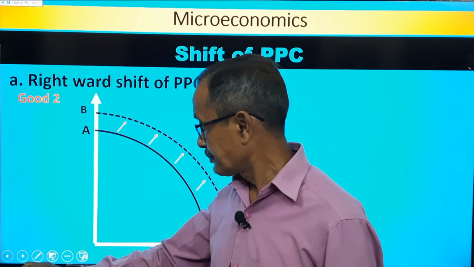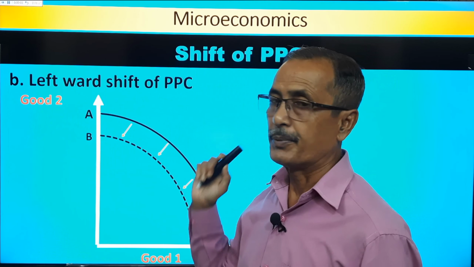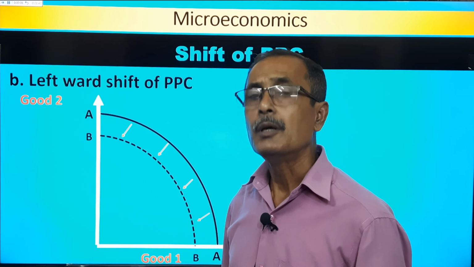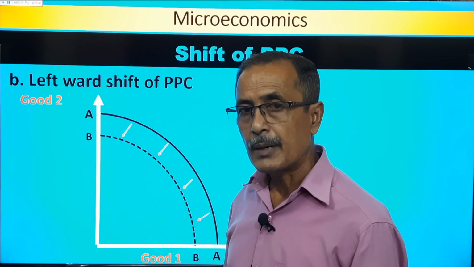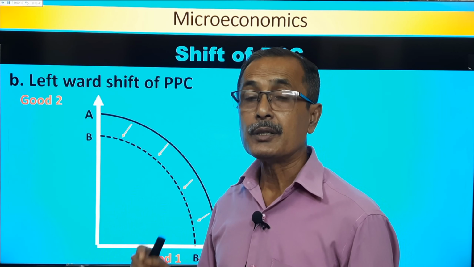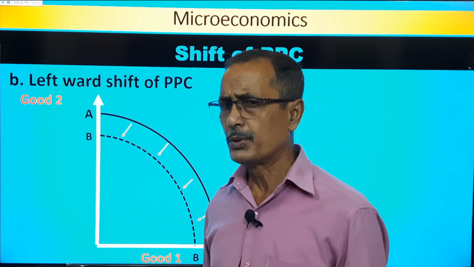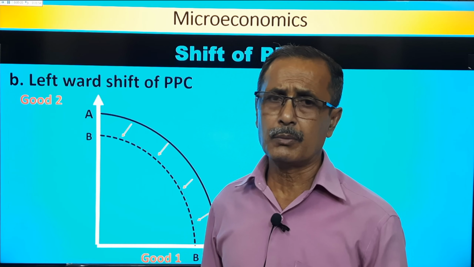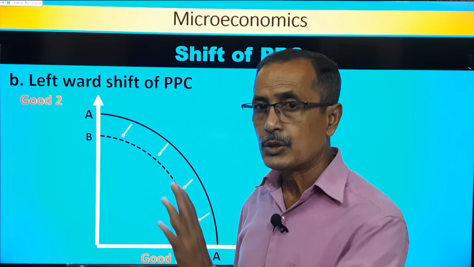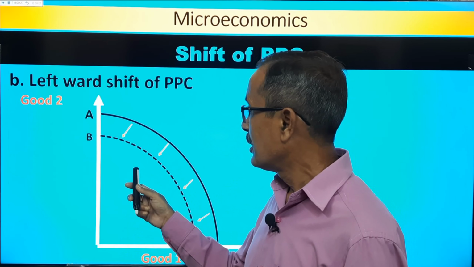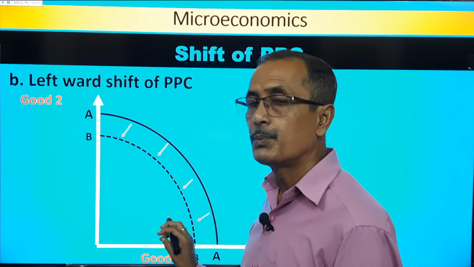Next is your, see this curve, leftward shift of PPC. ये भी हो सकता है. PPC can shift to the left. When does it happen? When there is deterioration of technology or decrease in growth. दो में से कुछ भी हो सकता है. रिसोर्स का ग्रोथ कम हो गया या टेक्नोलॉजी पुराना हो गया. In such a situation, the PPC will shift to the left side. Here it's shown by the arrow and the dotted line is the new PPC.